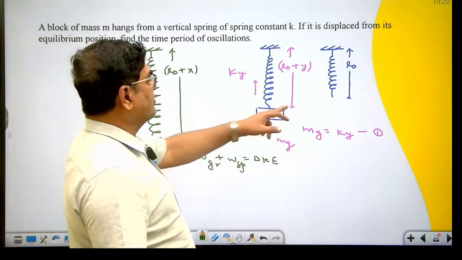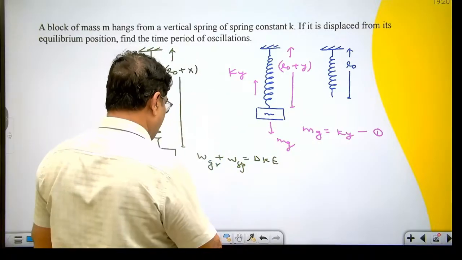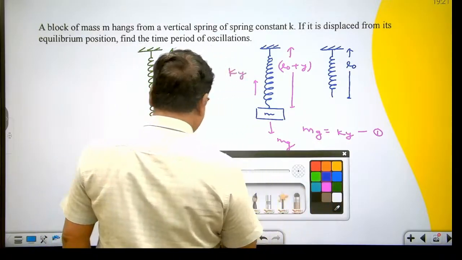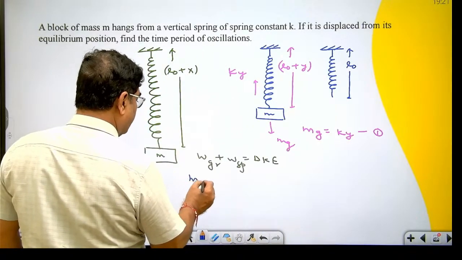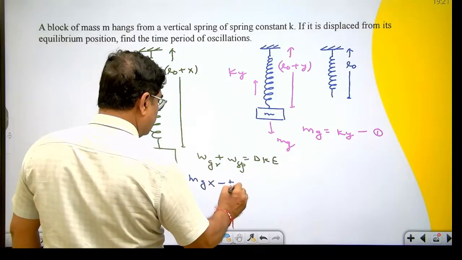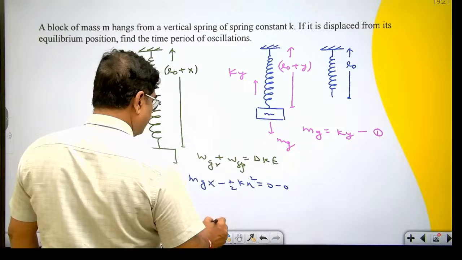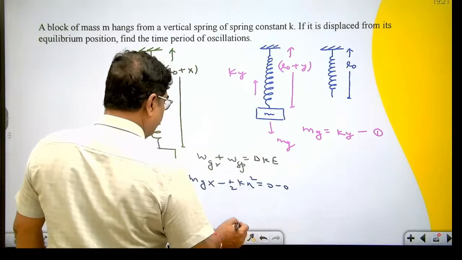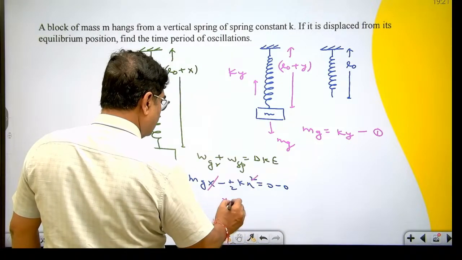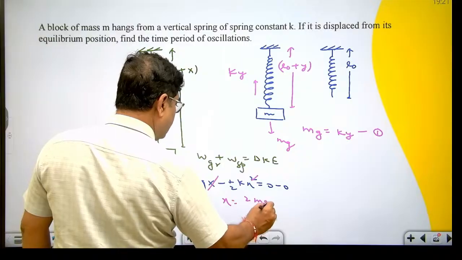And the initial velocity was 0, the final velocity is also 0 because the block has reached the extreme position. So dear student, what is the equation? mgx minus half kx square equal to 0 minus 0. This x will get cancelled. So x will be equal to 2mg upon k.